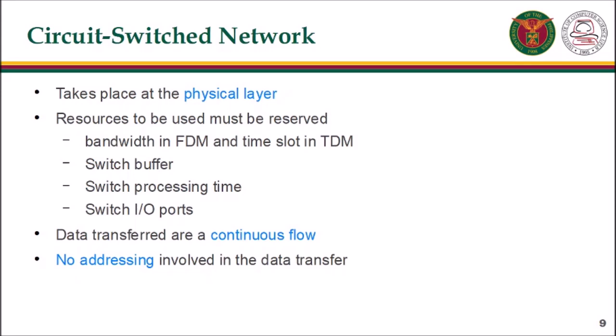As mentioned, circuit switching takes place at the physical layer. Resources like bandwidth in FDM and time slot in TDM, switch buffer, the switch processing time, and the switch I/O ports must be reserved. Data transfers are in a continuous flow. No other thing is involved in data transfer.